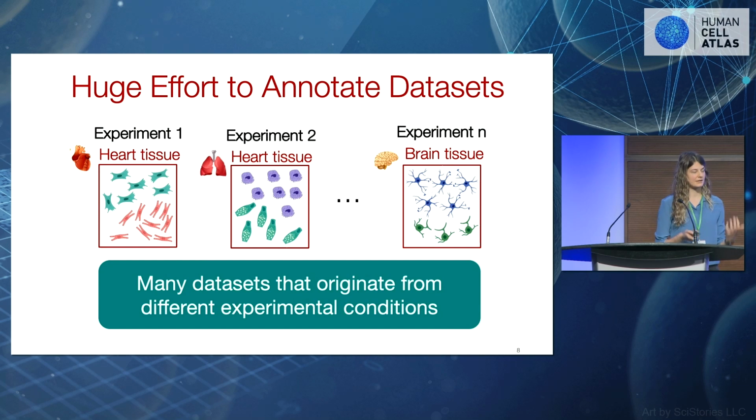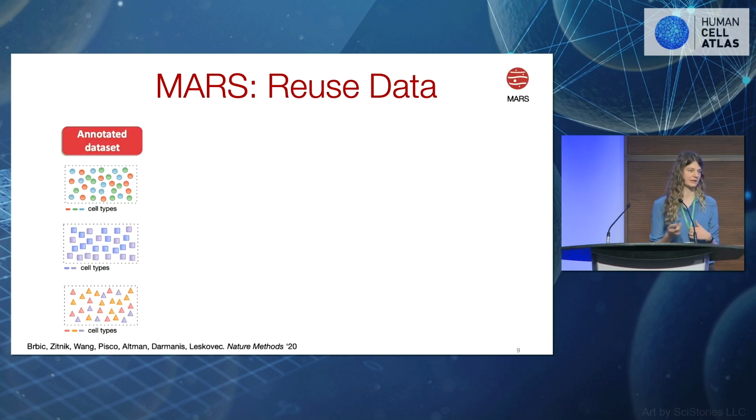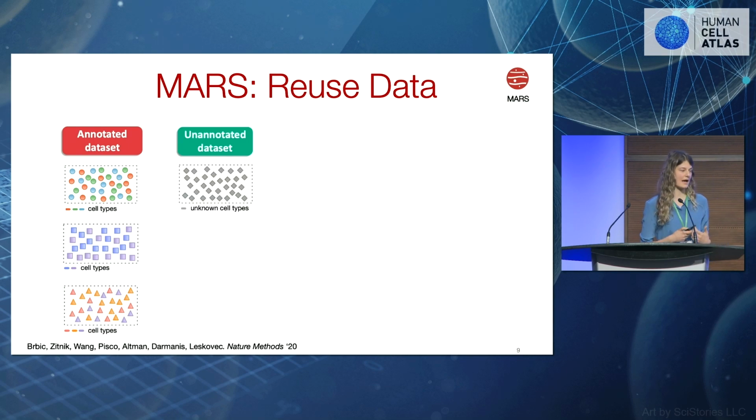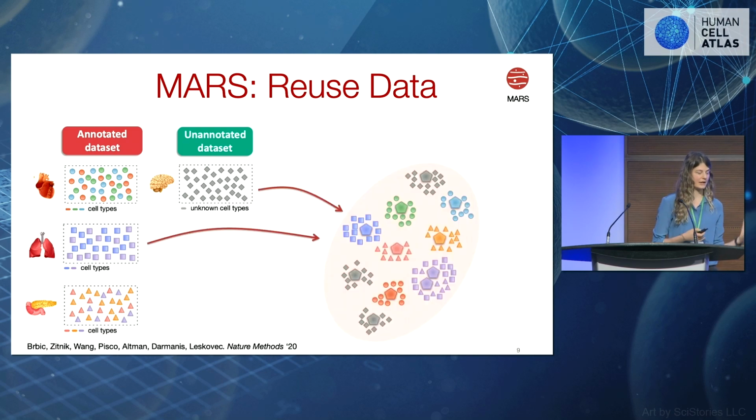Motivated by this huge community effort to annotate these data sets, we developed a method that we call Mars. The key idea in Mars is to leverage this collection of previously annotated data sets to help us learn a better representation and generalize to a novel unannotated data set for which we don't have any annotations. These data sets can be very different; for example, they can originate from different tissues. The key idea in Mars is to learn to project them into a joint low-dimensional embedding space in which we force cells to group according to their cell types.